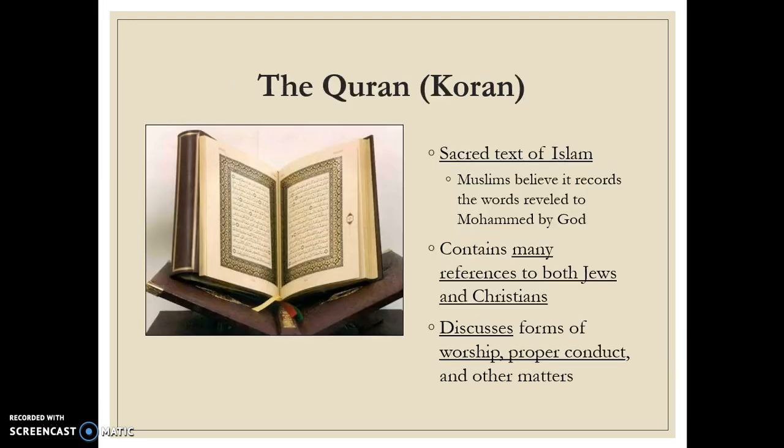The sacred text of Islam is called the Quran. Sometimes it's spelled with a Q, sometimes it's spelled with a K. It's the same thing. Muslims believe that it records the words that were revealed to Muhammad by God through the angels. And it contains a lot of references to both Jews and Christians because they do share a lot of similarities. And it discusses the forms in which people should behave, how they should worship, how they should conduct themselves, and other matters.